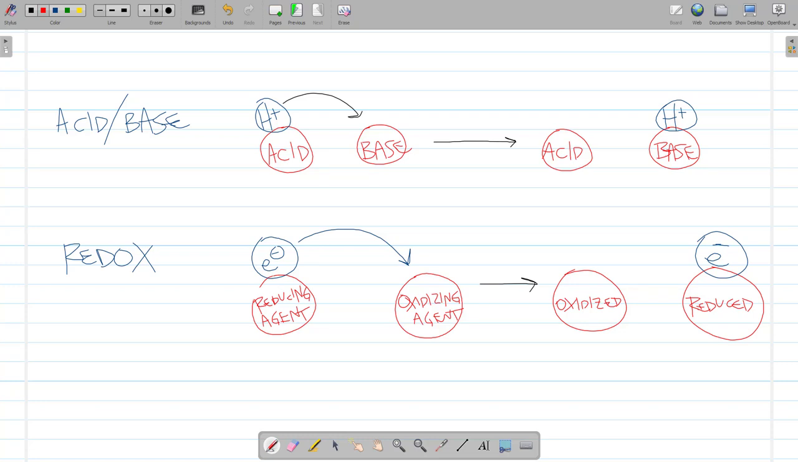The reason it's called a reducing agent is because it reduces the other thing. A reducing agent reduces the oxidizing agent, so then the oxidizing agent becomes reduced. And an oxidizing agent oxidizes the reducing agent, so therefore it becomes oxidized. So that part is a bit confusing. It kind of seems counterintuitive the way those words work. But the only difference between acid-base and redox is whether you're moving an H from an acid or an electron from a reducing agent.